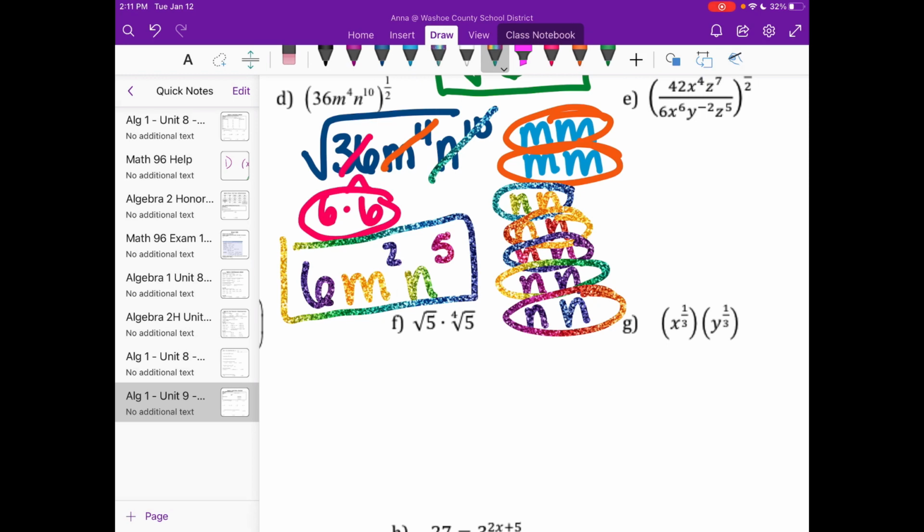You wrote 36m to the 4th n to the 10th once, and you were looking for groups of 2. So what I put in the rainbow box is 6m squared n to the 5th. Check your work, ask your teacher if you're not sure about some things.